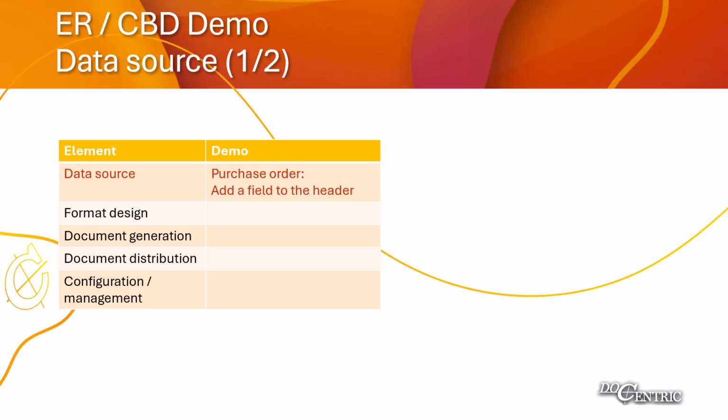For the demonstration of the electronic reporting framework, I will use a purchase order report. I will add one new field, delivery mode, first to its data source and in the next step to the format design. I will add it to the purchase order header as this kind of information naturally belongs there.